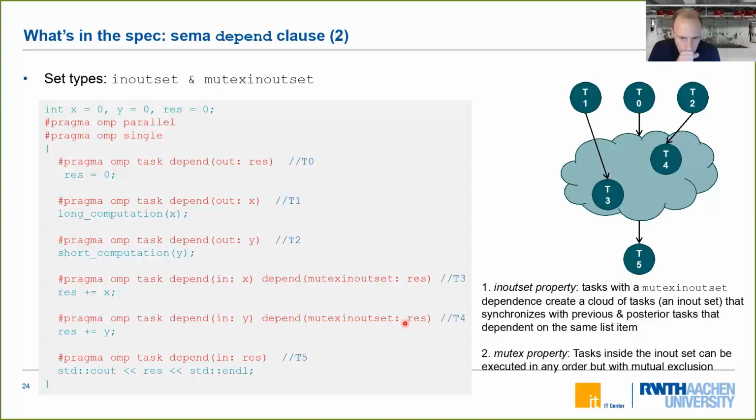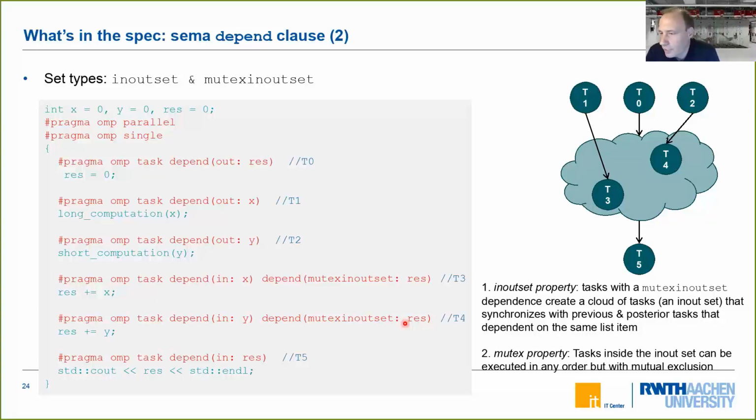However, there might be applications where this is too strict. We need the dependency in between individual tasks, but it generates a chain of dependencies which is stricter than what our application actually requires. And this is why we can also specify the so-called mutex in-out set, which means mutual exclusion in-out set. Funny name.